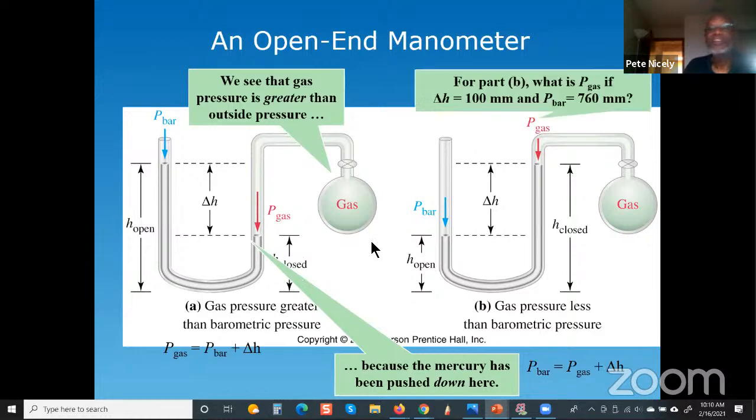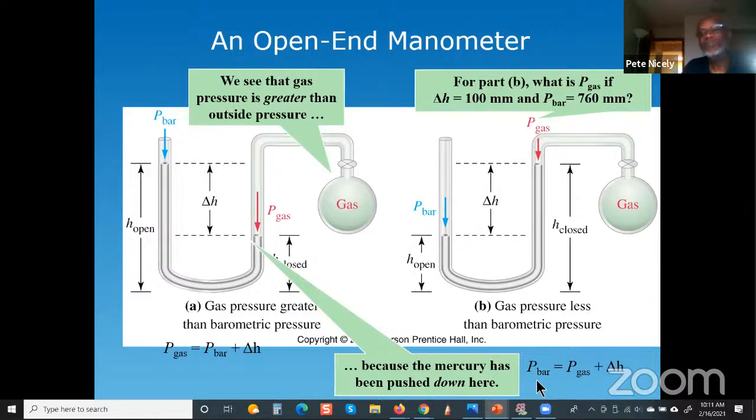On the right, you have a situation where basically things are flipped, in that the pressure exerted here would be less than the pressure exerted here. Again, the difference between these two pressures would be equal to the height difference between the two mercury levels on either side of the U-shaped tube. So therefore, we can write down a mathematical relationship between P bar, delta H, and P gas in this situation. And that relationship would be P bar is equal to P gas plus delta H, right? So that's why we have this relationship here. P bar is equal to P gas plus delta H.